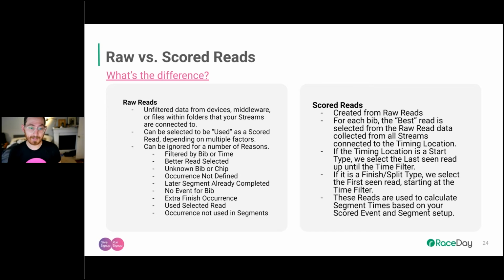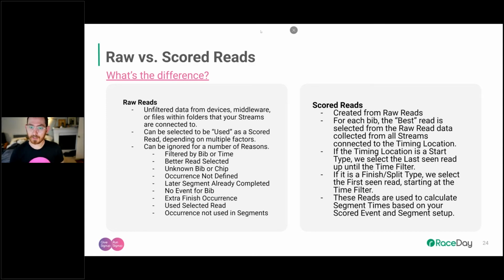Raw reads can be ignored for a number of different reasons, all listed out here. So it's not a problem if you see in RaceDay scoring, hey, I've got all these ignored reads. They're totally legitimate most of the time. Number one, being filtered by a bib or time. That means your time filter is set up so that it's going to ignore this. It's before 12 minutes in a 5K finish location, so we're not going to accept it. Better read selected, that's like if someone got a read after they've already finished, and so on and so forth. Unknown bib or chip, we don't know who it is, and a whole bunch of other ones that I'm not going to go into detail with right now.